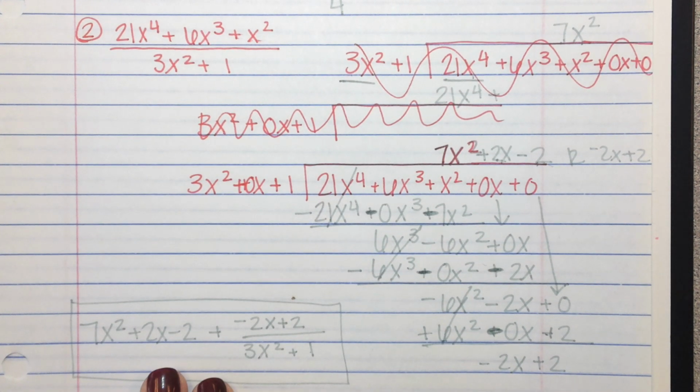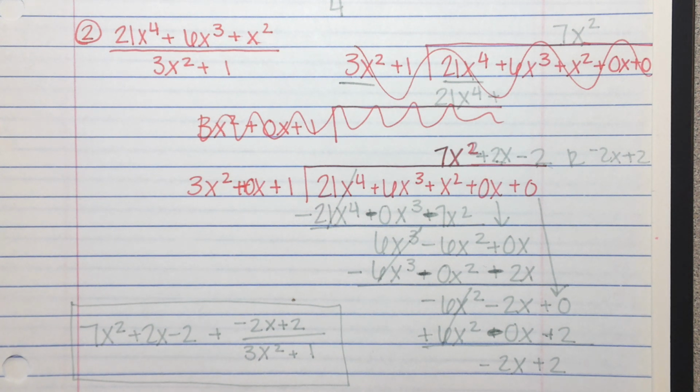All right, so here's your answer and how Math Excel is going to want you to type it in. So we have what we got when we did our division, and then we have our remainder over here to the side.